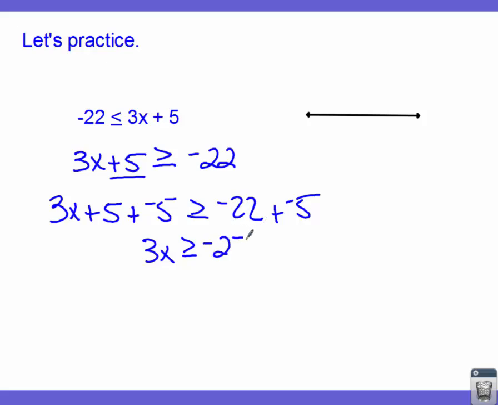You get -27. You divide both sides by 3. You get x is greater than or equal to -9. So this time, if you were to graph this one, you put your -9. But because it's a greater than or equal to, that means it's a closed circle, not an open circle this time, because we include -9. And then we shade to the right.